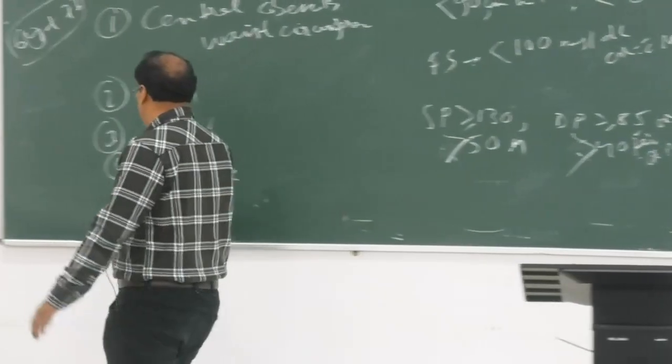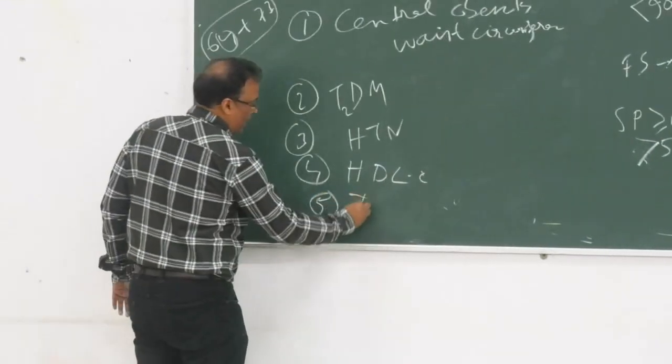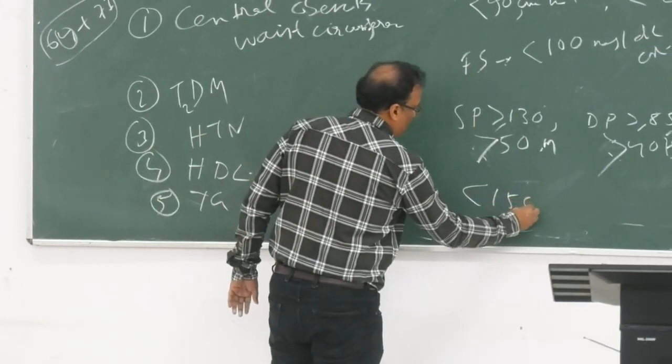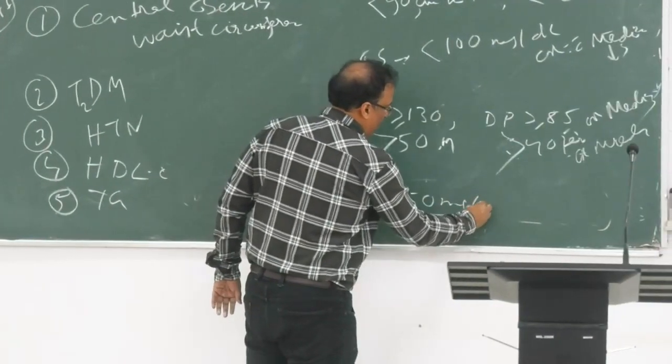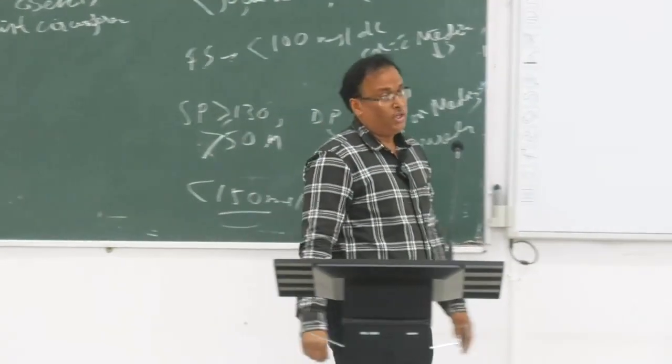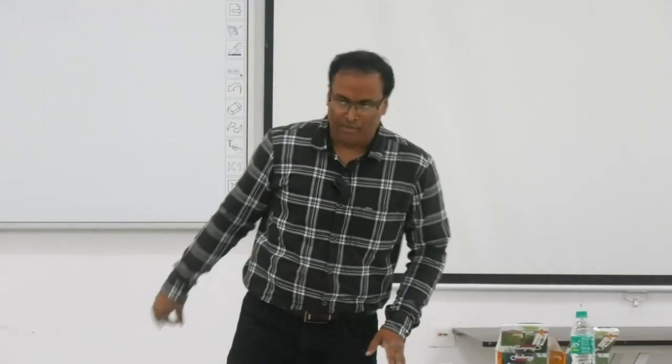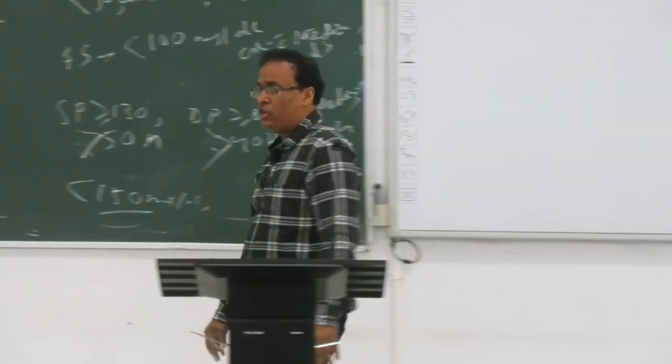What is it? Number 5. Triglyceride, very good, is normally less than 150 mg per dl. So these 5 things are the metabolic syndrome criteria. It is often asked in your exam, and it is theoretical also. It may come as syndrome X also.